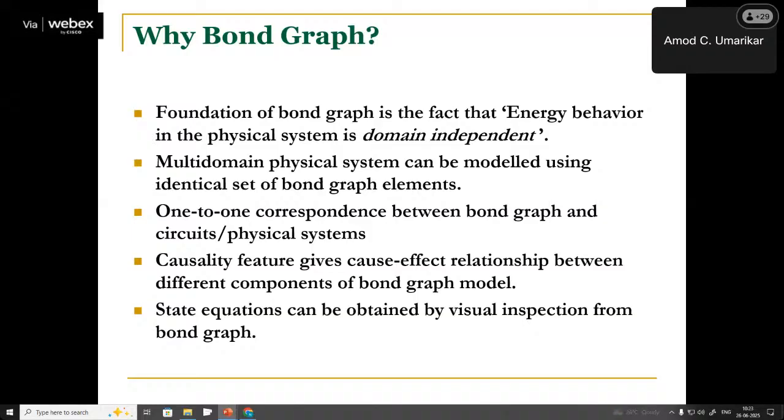Are you getting my point here? You can use the same set of elements for a multi-domain physical system. This is a very crucial point here.